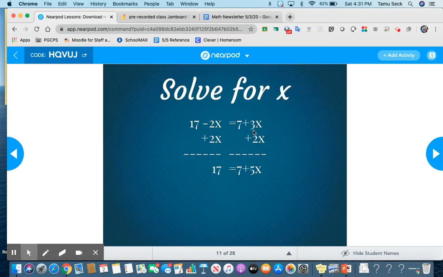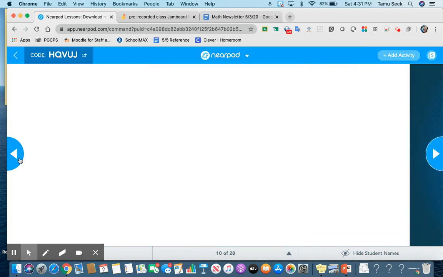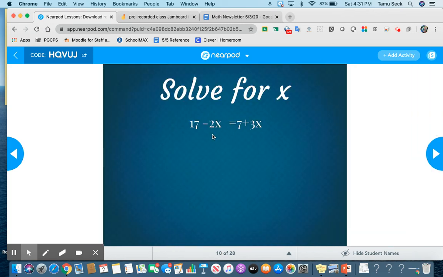Okay, the first thing we have to do when solving this problem, we need to get variables on the same side of the equal sign. So either you could subtract 3x or you could add 2x. So we're adding 2x to both sides.